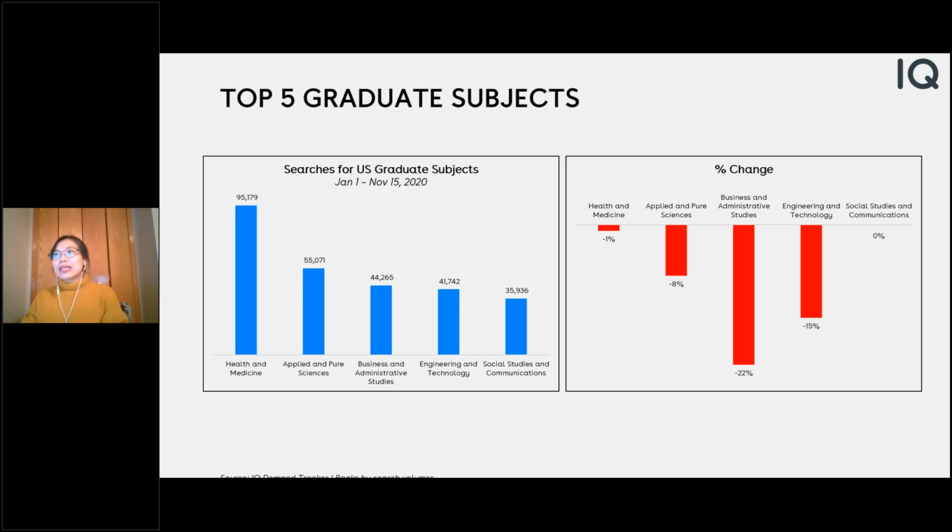Now let's take a look at the graduate subjects. So we have health and medicine here, applied pure sciences, business, engineering, and then social studies as the top 5 subject areas that graduate students are searching for. If you take a look at the percent change from the previous year, business showed the largest decline of 22%. Compared with Open Doors' data, business has been declining for the past 3 years, and I think the most recent number is that it's declined by 5.4%. So again, put 2 and 2 together, we can expect to see a decline in business programs moving forward.